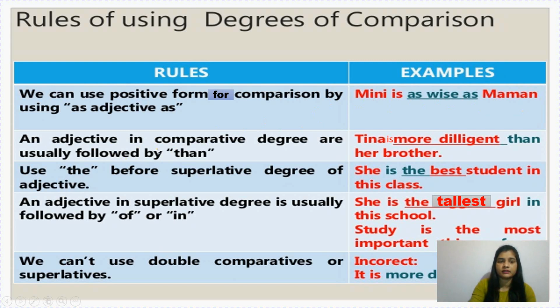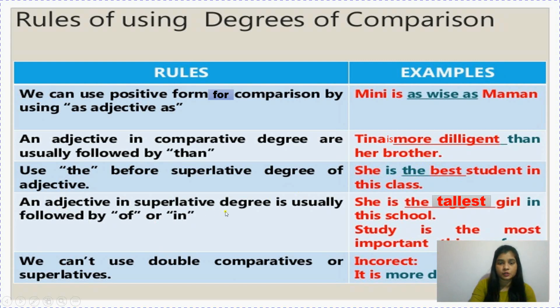An adjective in comparative degree is usually followed by than. Just now I have told you, Tina is more diligent than her brother. Use the before superlative degree of adjective. Yes, she is the best student in the class. Before superlative degree, we always use the.